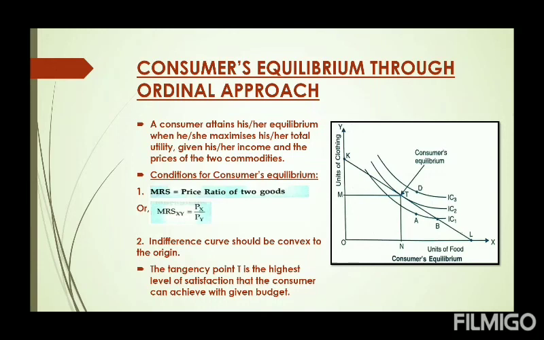Now, this is it for the chapter. Here you need to do this long question: how a consumer can reach the equilibrium through the ordinal approach. All the notes are given to you. You can go through that to complete learning of the answers.